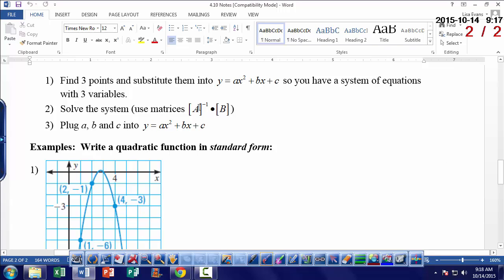So it says find 3 points and substitute them in. Now you don't substitute all 3 points in. We do 1 point at a time. So we're going to go ahead and do this point first.